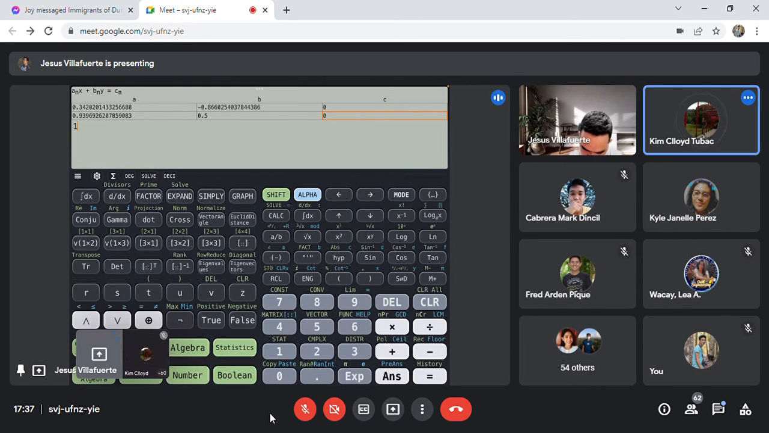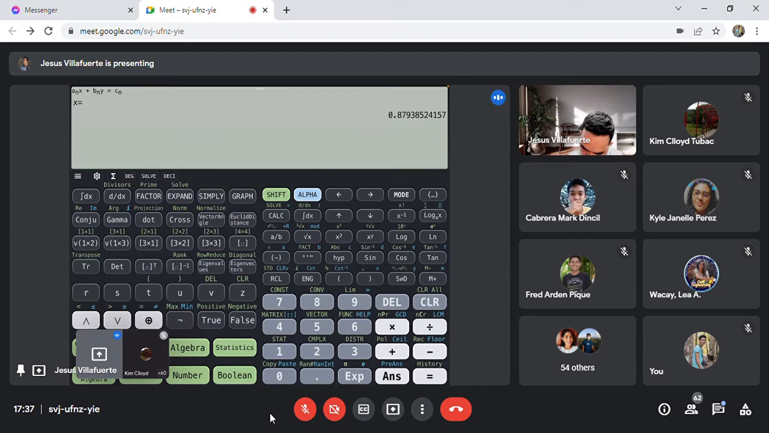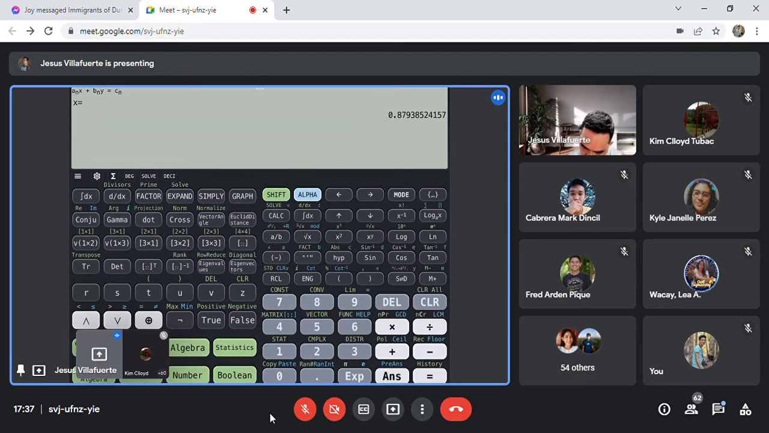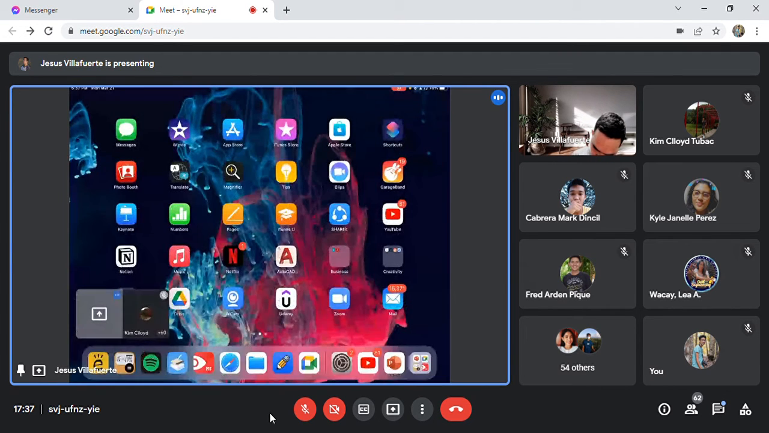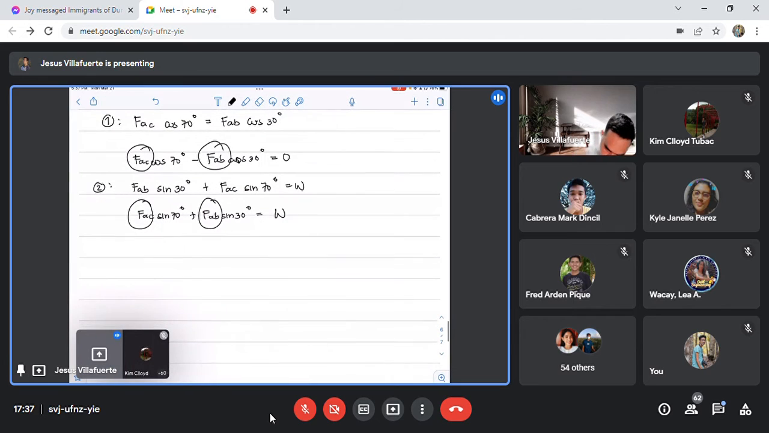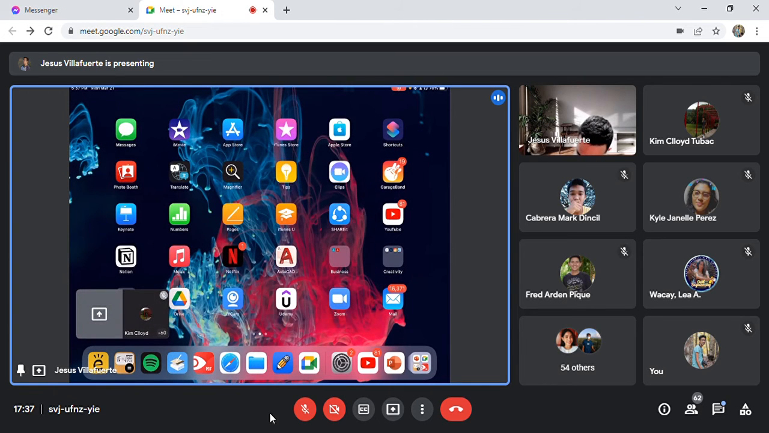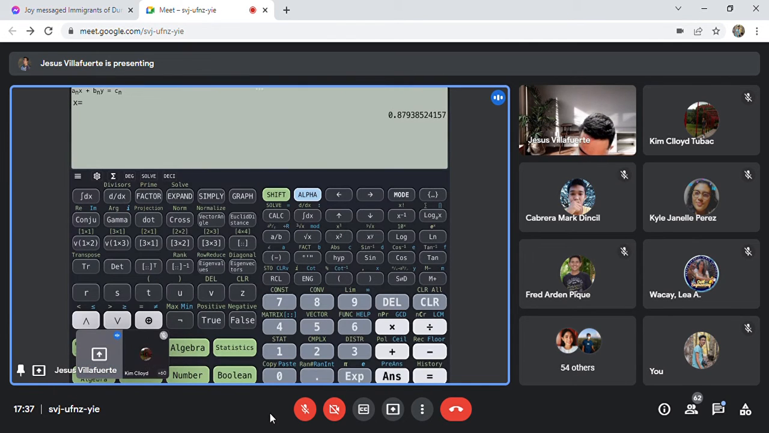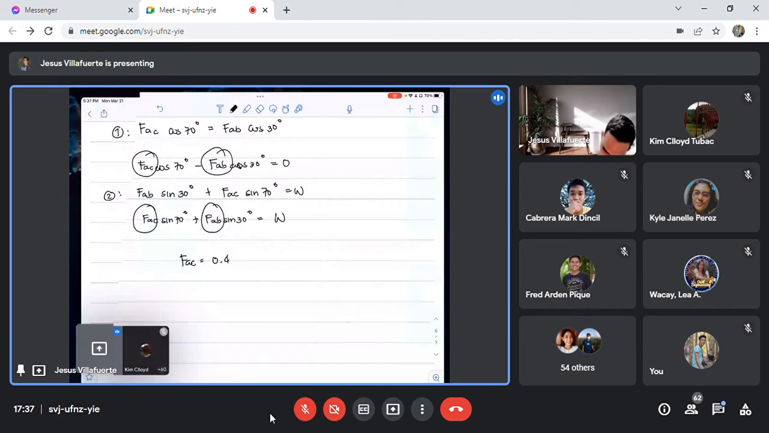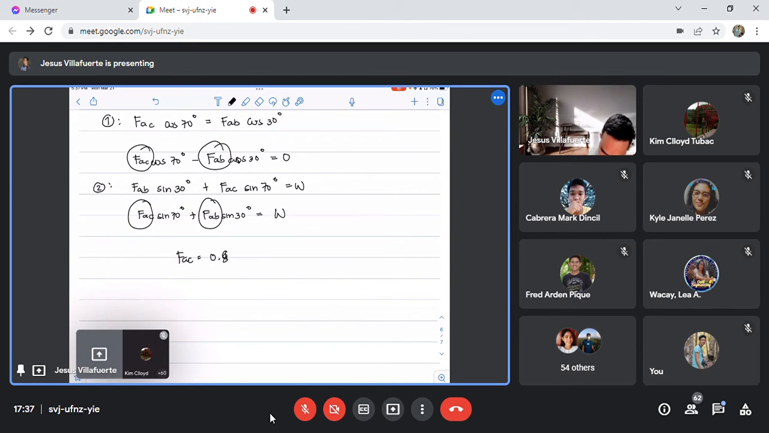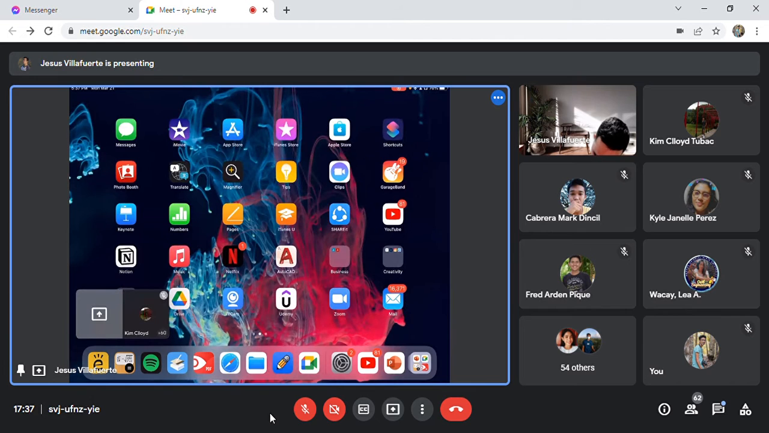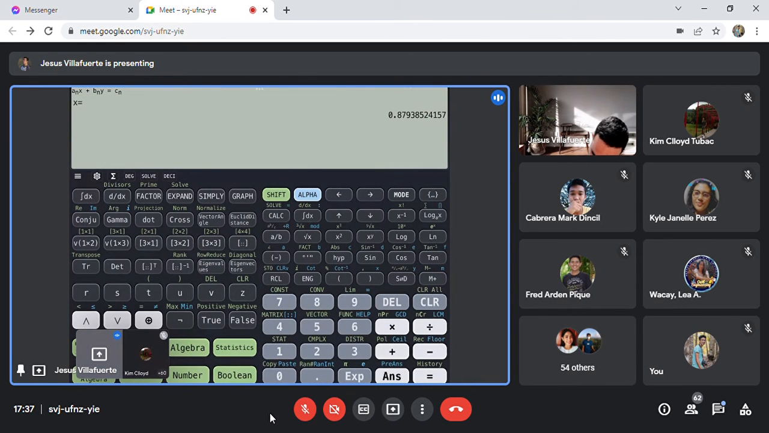Just W. Yes, sir. So, therefore, our FAC is 0.8793. The calculator automatically solved it. That is 0.8793. Is that right?